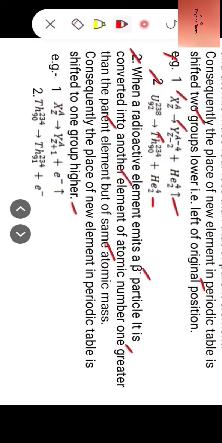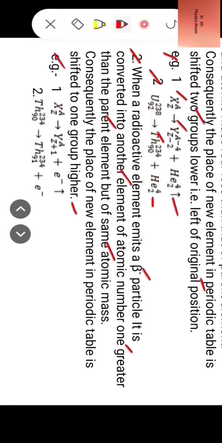I repeat, when a radioactive element emits a beta negative particle, that is electron, it is converted into another element of atomic number 1 greater than the parent element but of same atomic mass. Consequently, the place of new element in periodic table is shifted to 1 group higher.